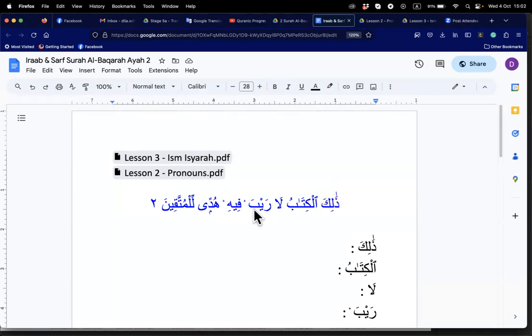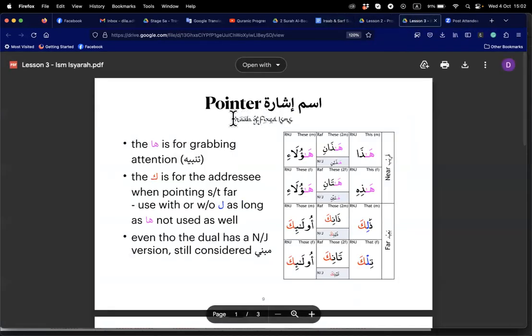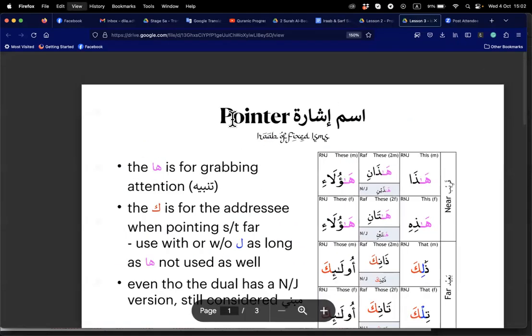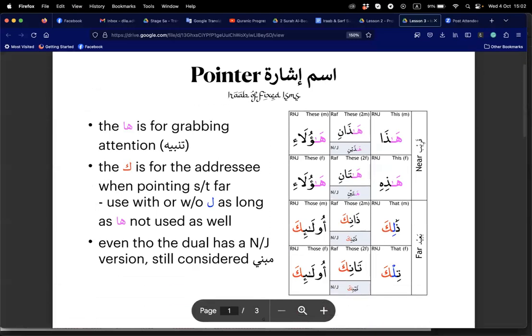Okay, so today we still cannot start with our I'rab yet. We still have two things to go through before we do the I'rab of the ayah. So we'll do Ism Isyarah first. Okay, so I think everyone knows this, your Ism Isyarah.